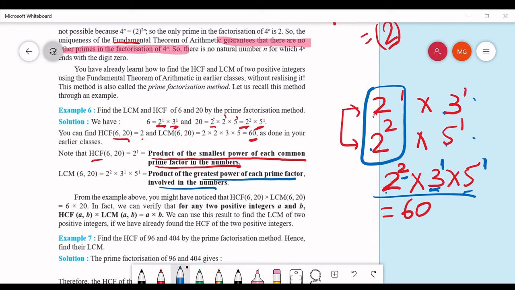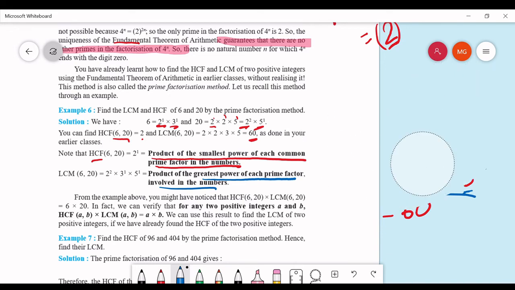So from the above example you might have noticed that HCF multiplied by LCM is 6 multiplied by 20, right? In fact, we can verify that for any two positive integers a and b, HCF multiplied by LCM is equal to a multiplied by b. See, this is nothing but, I'll write it here. This is a very easy phenomenon that happens. So the numbers were 6 and 20, right? And what did you get?